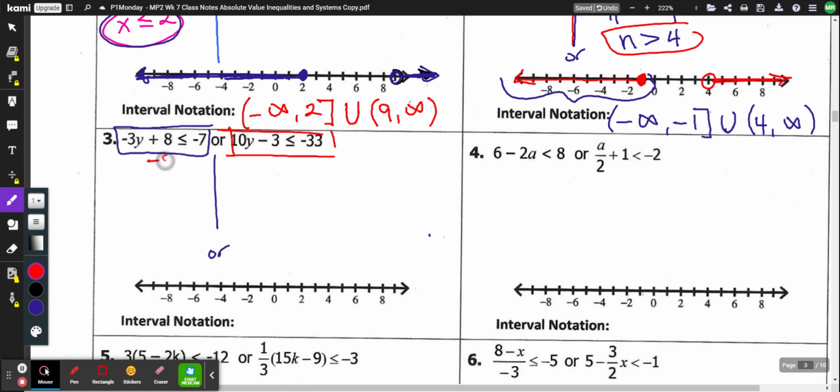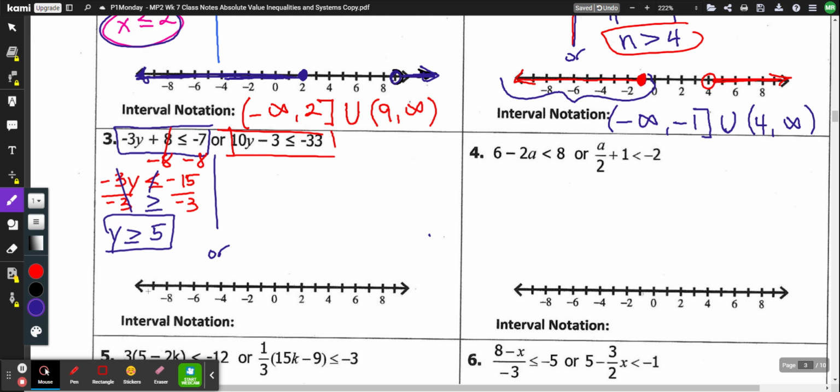On this one, I'm going to subtract 8 from both sides. Those cancel. I've got negative 3y is less than or equal to negative 15. I'm going to divide both sides by negative 3. And remember, anytime I multiply or divide by a negative, I have to flip the sign. Flip the inequality. Those cancel, and then I'm left with y greater than or equal to negative 15 divided by negative 3, which is positive 5.